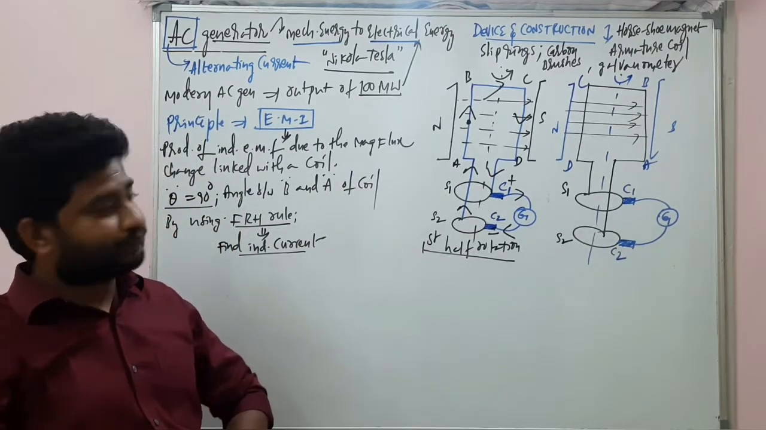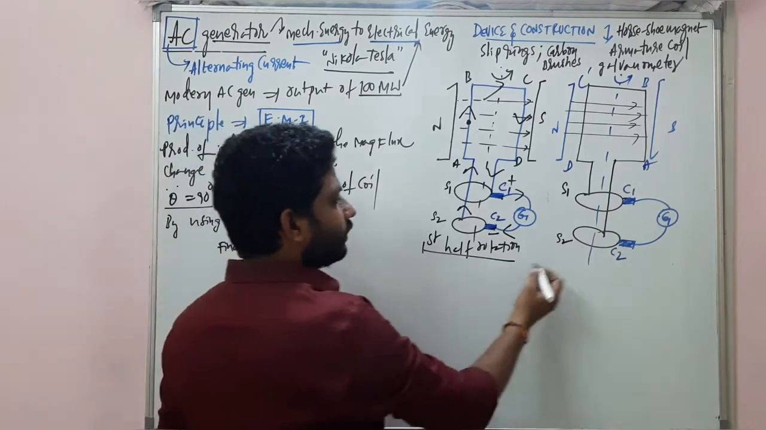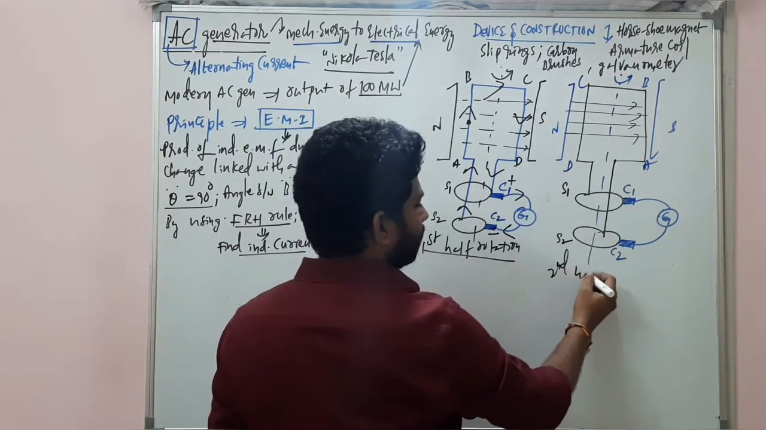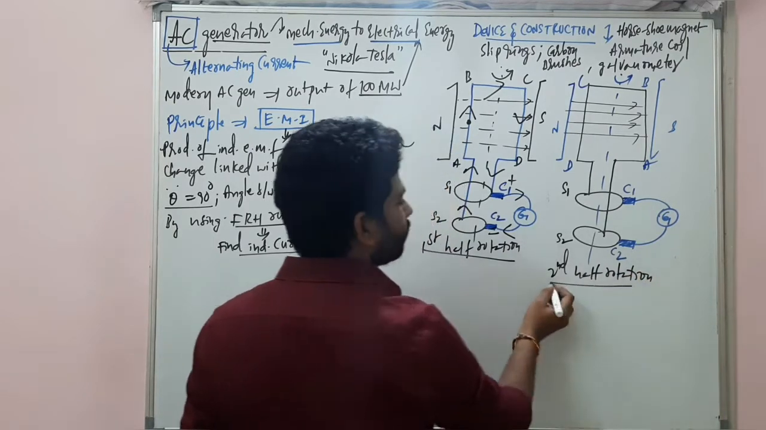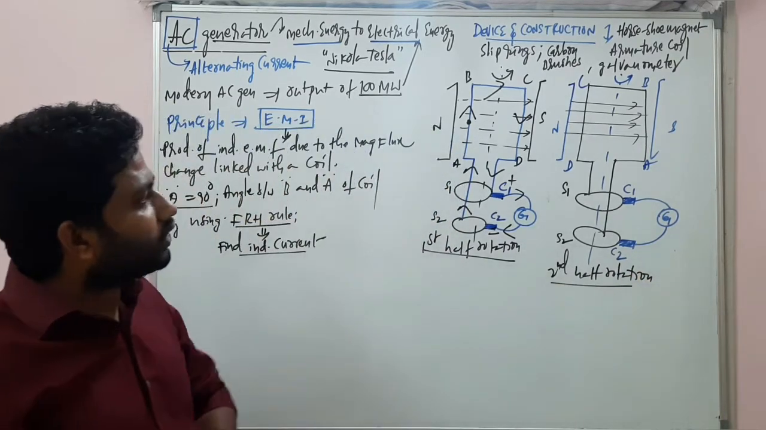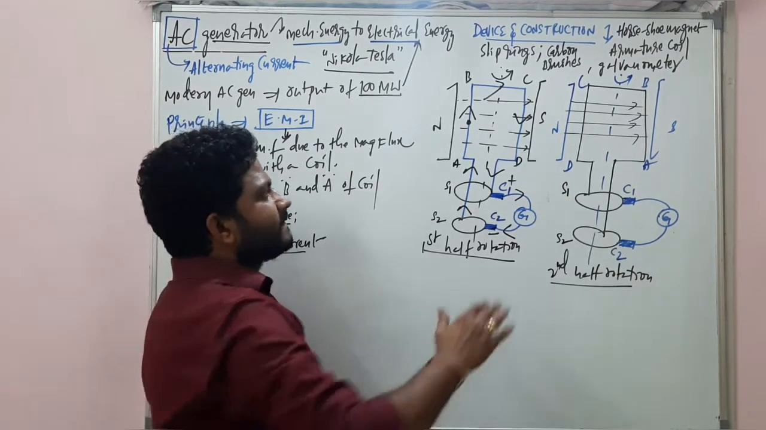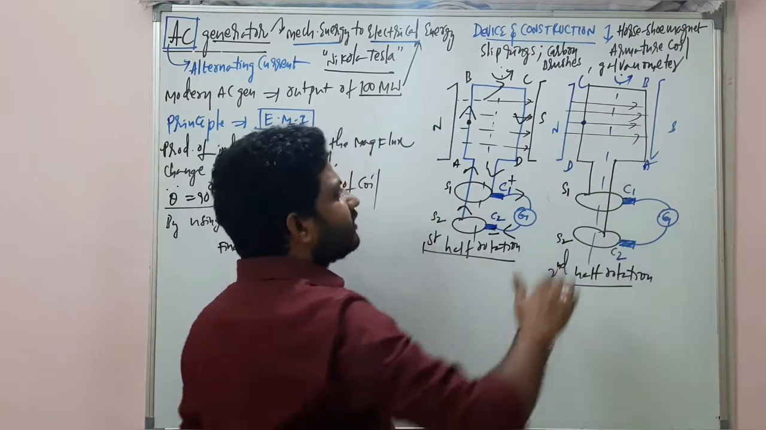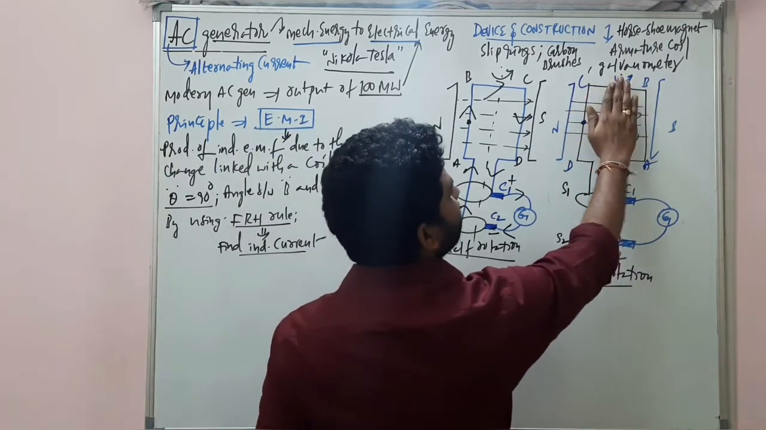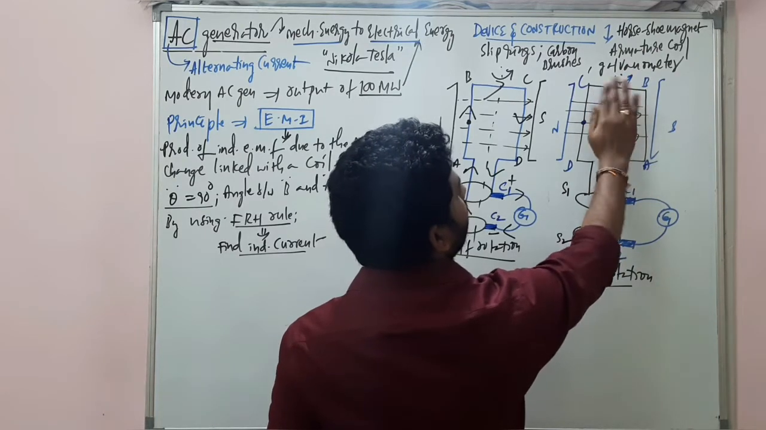Okay, now this is the second half rotation. First half, then this is the second half rotation. What is going to happen? Let's check what is going to happen, my dear children. Here, same thing, and let's focus on this point. The point is moving in this direction. Same way, mechanical energy is able to rotate this coil.